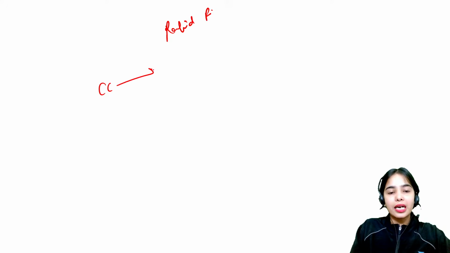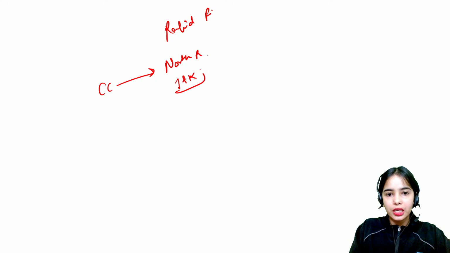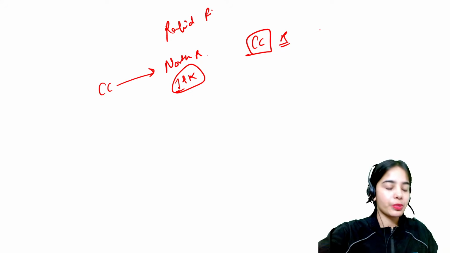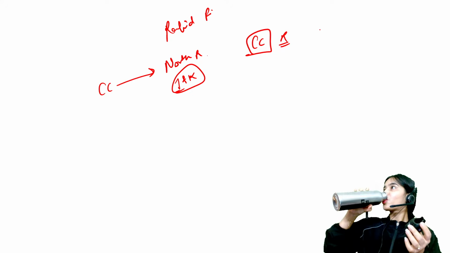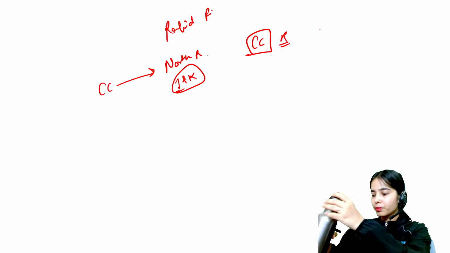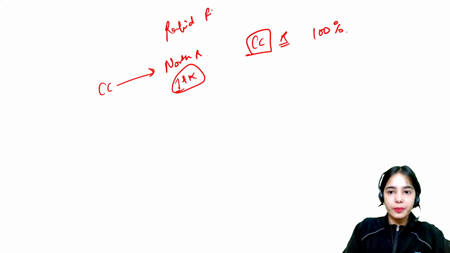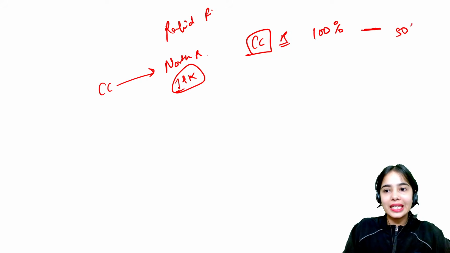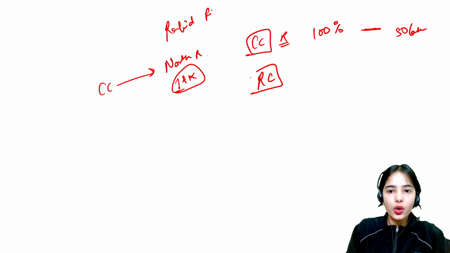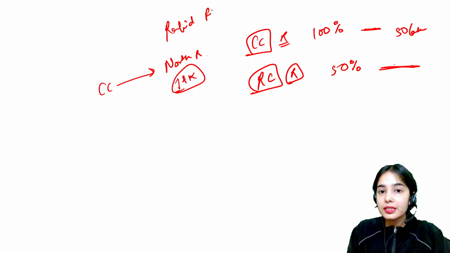For the currency chest that is being operated, maintained and established in the northeast region and in the hilly inaccessible region of Jammu and Kashmir, what is the capital cost reimbursement that will be done? Tell me first. Capital cost reimbursement will be 100%, subject to the ceiling of 50 lakh, while the revenue cost reimbursement will be 50% for the period of how many years? 5 years.